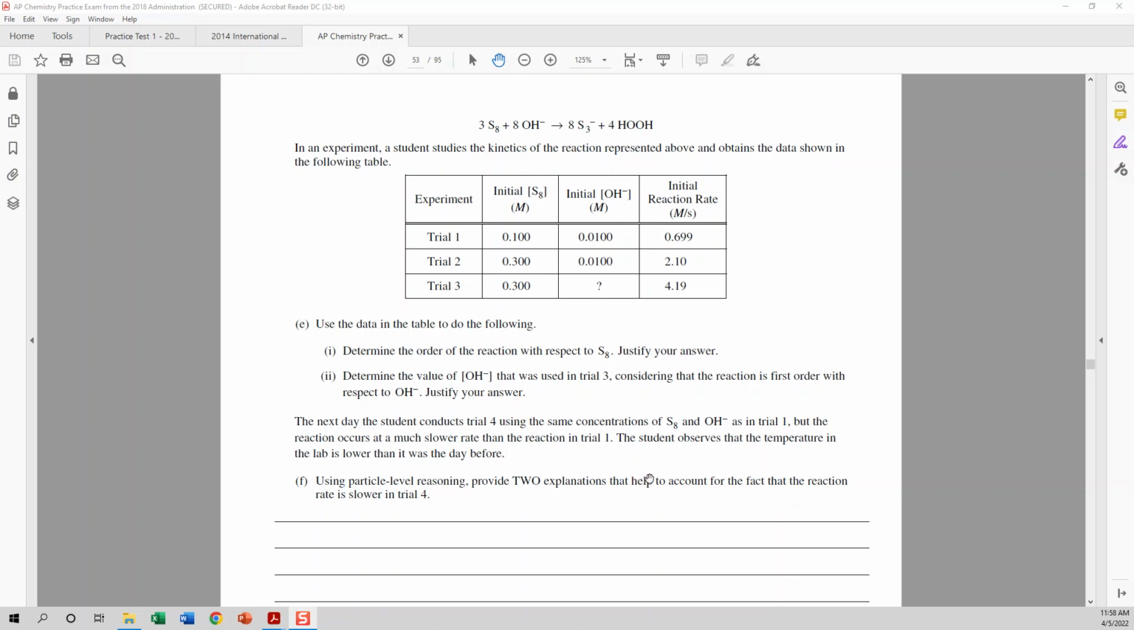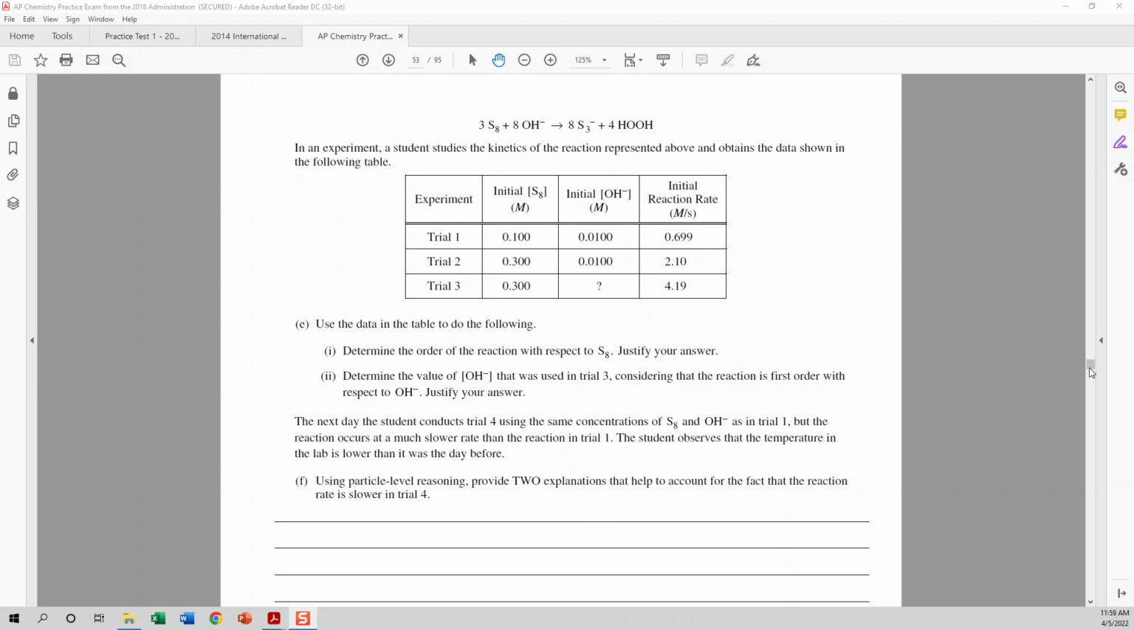So because the particles will be moving slower, they're not going to collide as much, so you're not going to get as many collisions in the same amount of time. And then also the collisions are going to have lower energy because they're not moving as fast. So you have fewer collisions, and fewer of those collisions will have enough activation energy. So that's part F there, okay.